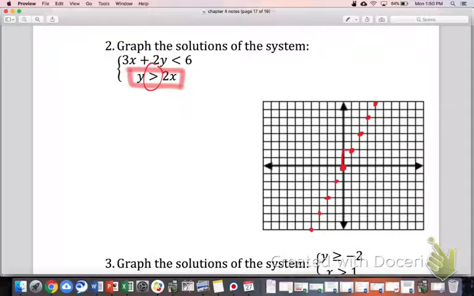The final thing we got to do is we got to decide shading on this. So, how do we usually decide shading? Plug in. Plug something in. What do we normally plug in?